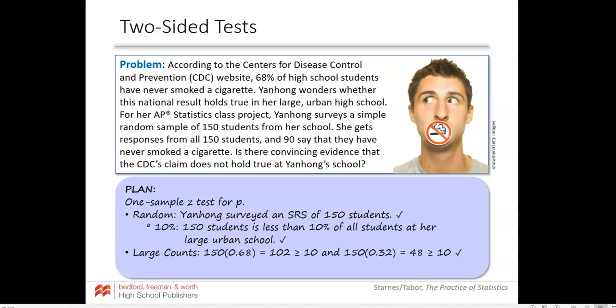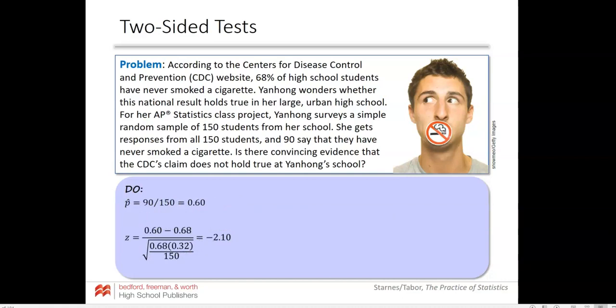It's still called a one sample z-test for proportion, or one prop z-test. Simple random sample, I think it said. It actually said the words surveys a simple random sample. Less than 10%: we think that 150 students is less than 10% at a large urban high school. And large counts, again, we're doing n times p, not p hat. So n times 0.68, which is 102, which is greater than 10, and n times 1 minus 0.68, which is 0.32, which is 48, which is also bigger than 10.